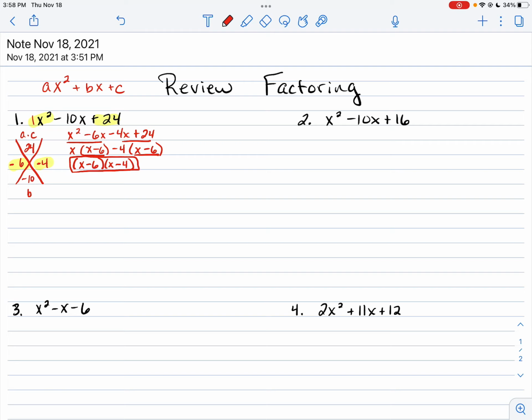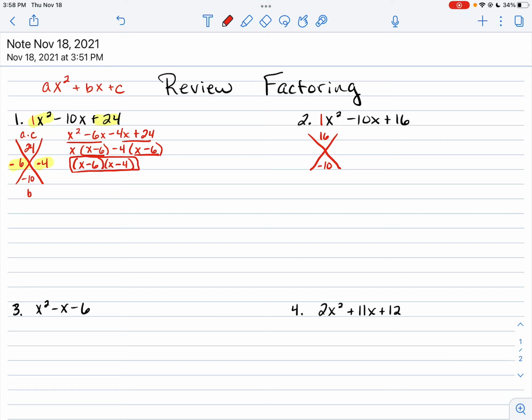So for example 2 over here, if I go ahead and do my diamond again, I know that there's a number 1 in front of that x squared. So I'm going to take 1 times the 16. That gives me 16. And then my b term is a negative 10, so I'll put negative 10 there. So now I'm looking for two numbers that multiply to be 16 but add to be negative 10.